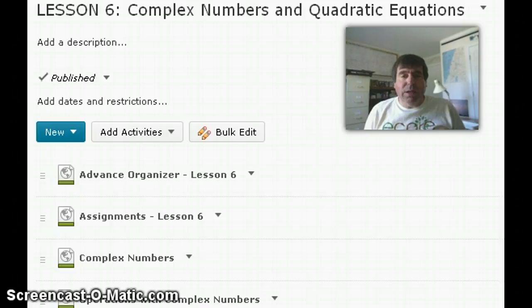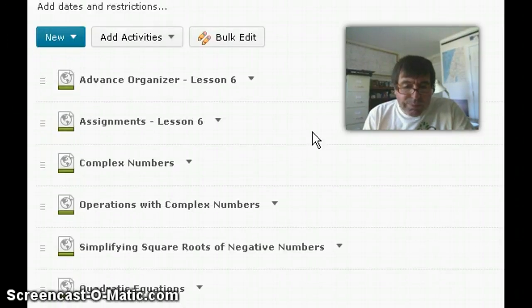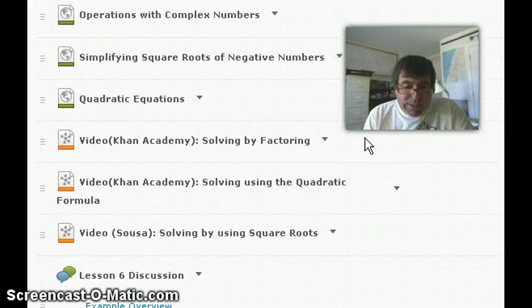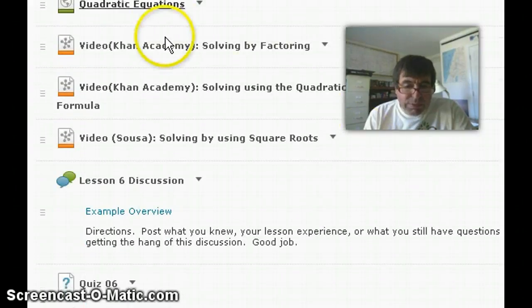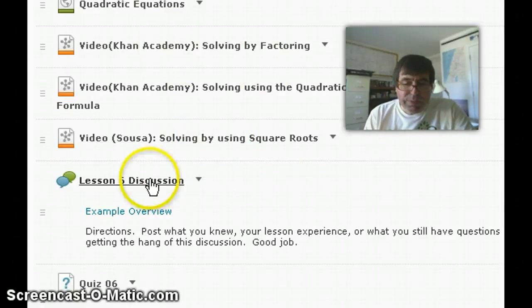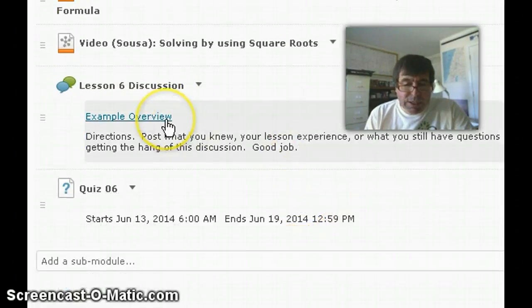So here we go. We're just doing a middle of the road, not too brief, not too long explanation of lesson 6. As you noticed, I have the tasks list in front of me, and I'm just going to scroll through and talk about some things. Again, you've got your organizer, the overview, your assignment, some readings, and 3 videos. I do like the videos. Lesson 6 discussion, there's your example video there, and then quiz 6.